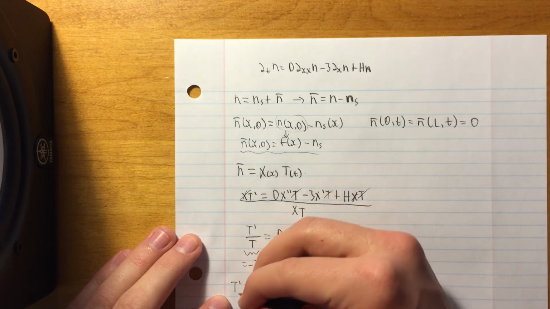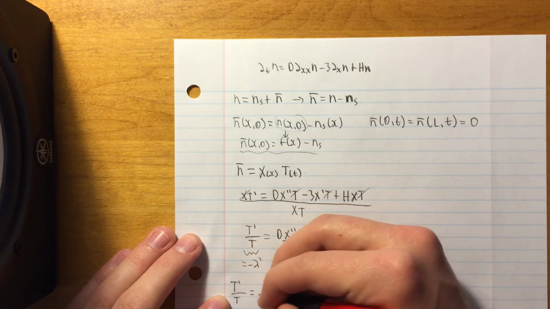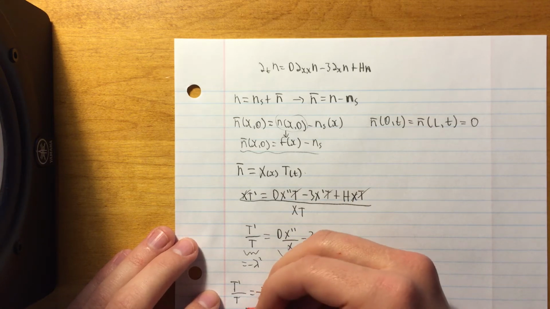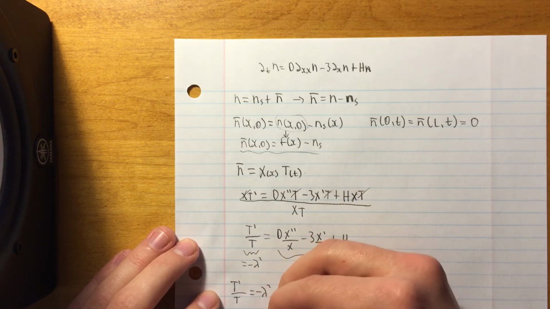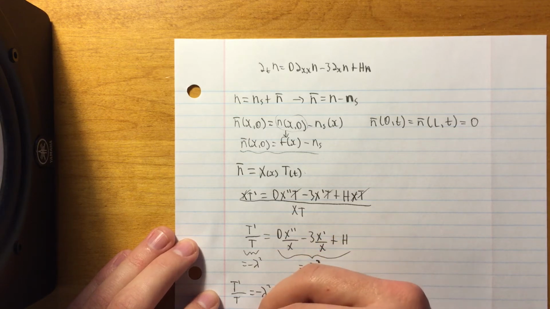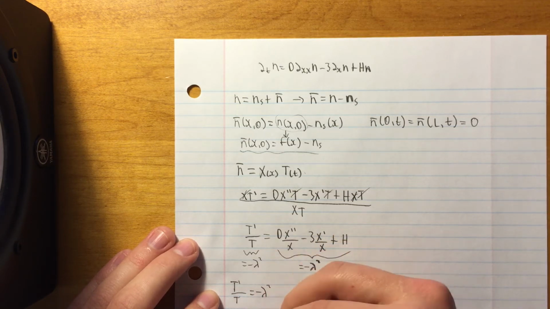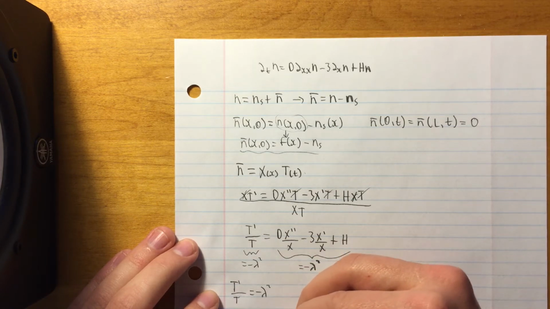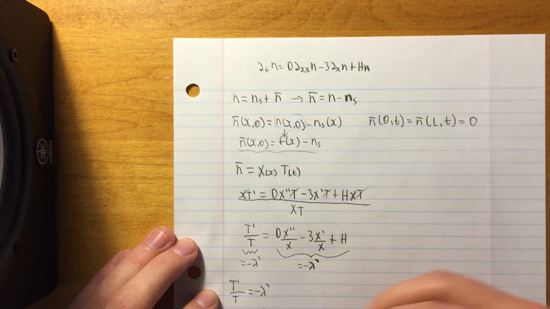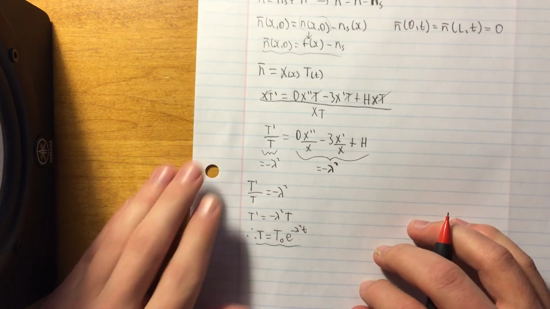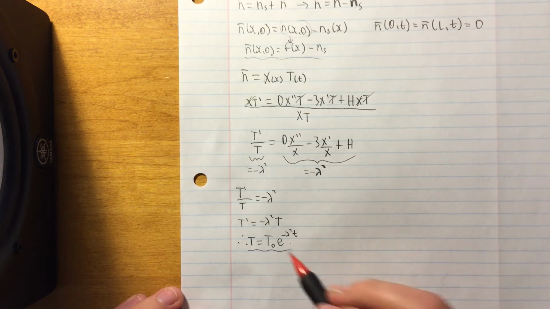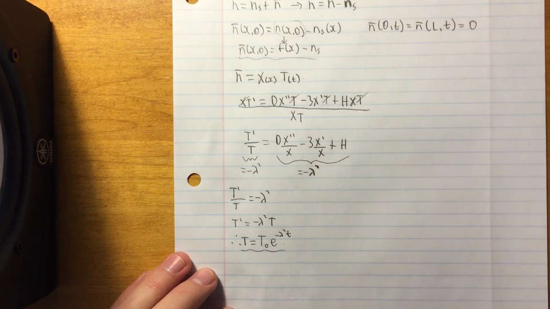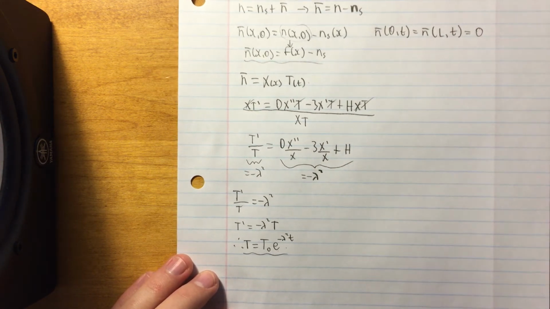So that gives us first t prime over t equals negative lambda squared, and then solving for that, we know that t prime equals negative lambda squared t, so therefore t just equals some constant. In the notes they call it t naught e to the negative lambda squared t. Cool, so that was easy for our function of t. Now we're just going to do the same kind of thing for our function of x, but it gets a little bit uglier.